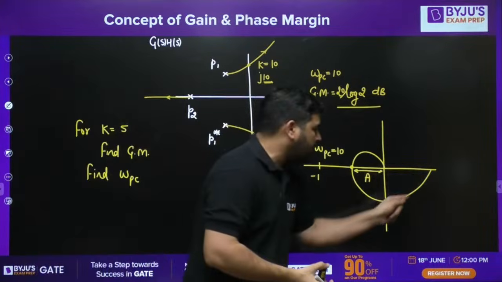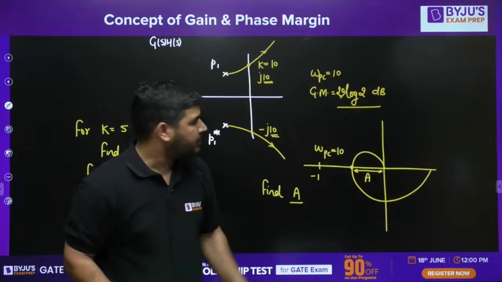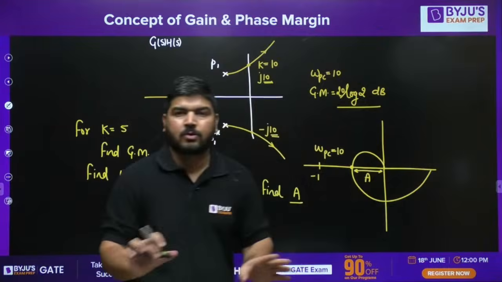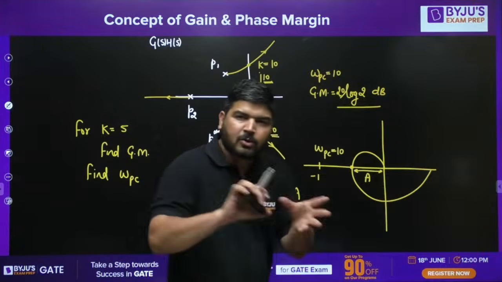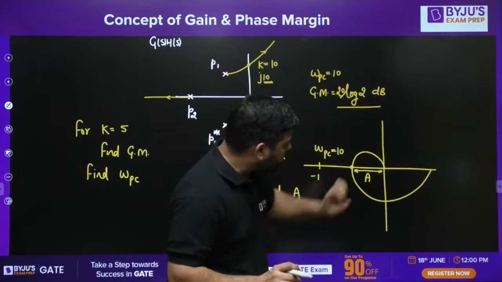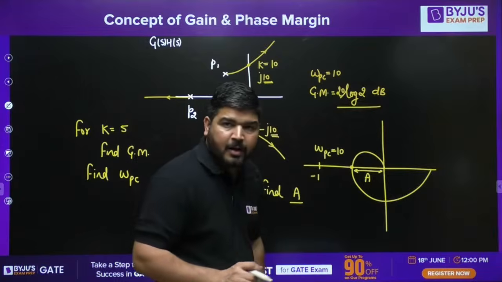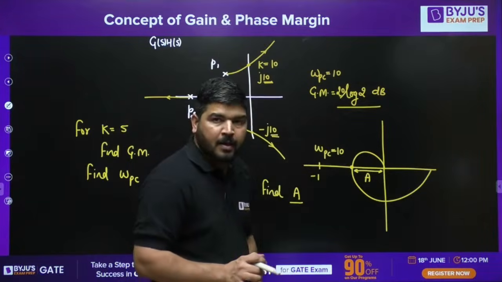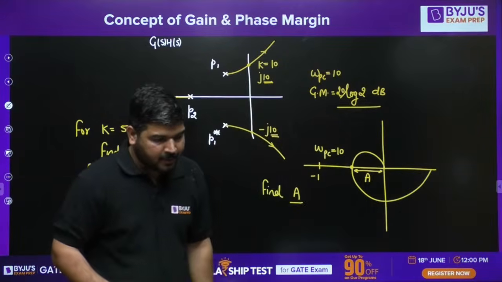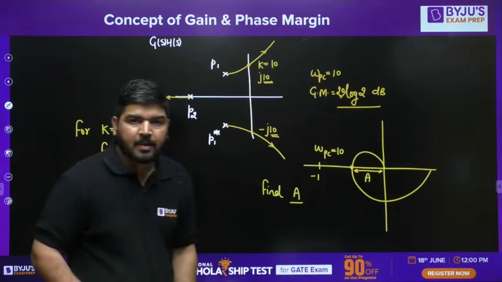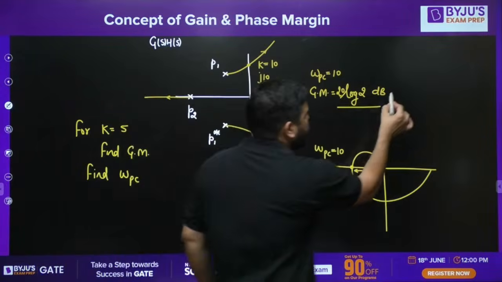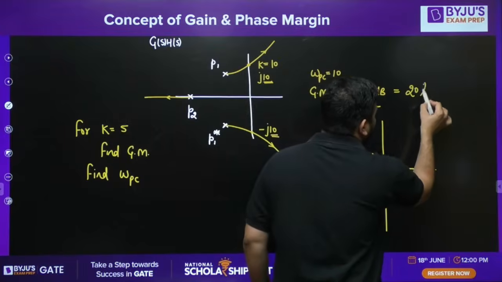Now I'm not sure whether the polar plot will look like this or not. It may be different. Let's not go into the concept of how the polar plot will look. But I'm sure that in the polar plot, this point will represent omega PC, so omega PC has to be 10. Now, what is this length? I need to calculate this length. Can you tell me what is this length? Yes. We know that the gain margin of the system is like this. It means this gain margin has to be 20 log 1 by A.